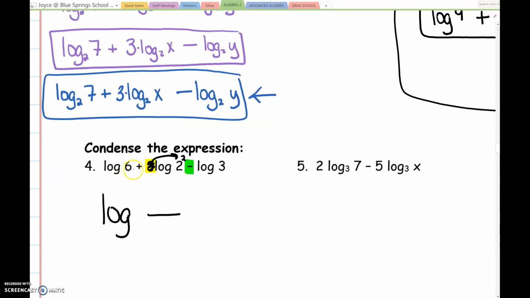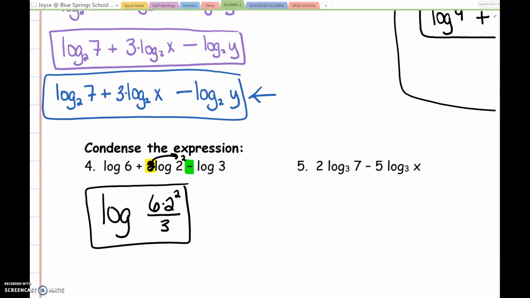Log of 6, that one's positive, so 6 goes on the top. Log of 2 squared, that log is positive, so times 2 squared goes on the top. The log of 3 is negative, so 3 is going to go on the bottom. So we have the log base 10 of 6 times 2 squared divided by 3. If you were doing this for an online assignment, you would actually multiply 6 times 2 squared and then divide it by 3. But we're not doing this for an online assignment, so that's good enough for right now.